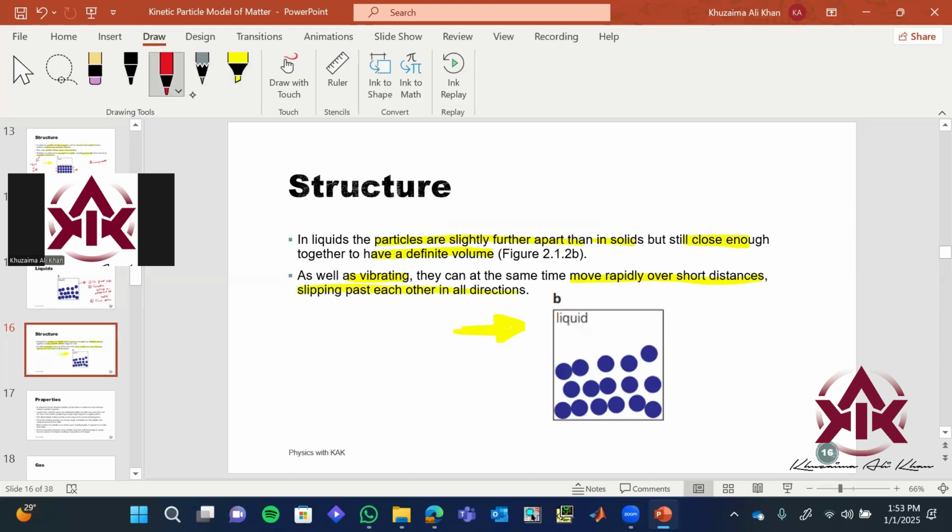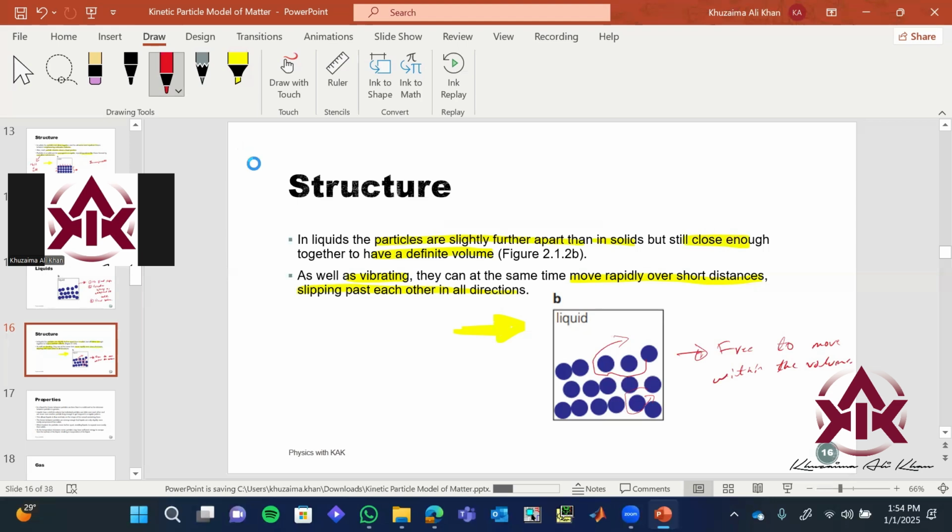Since they have spaces, they can move in this direction. I also feel like they can move past each other. Let's say this particle can move in this direction, this particle can move in this direction, and so forth. So they are free to move within the volume. Within the volume. I hope that makes sense to you guys.